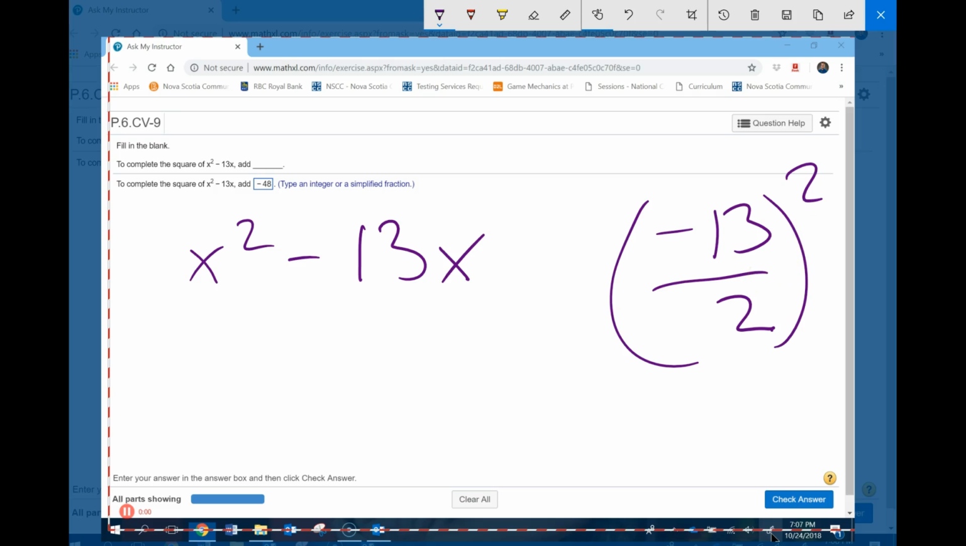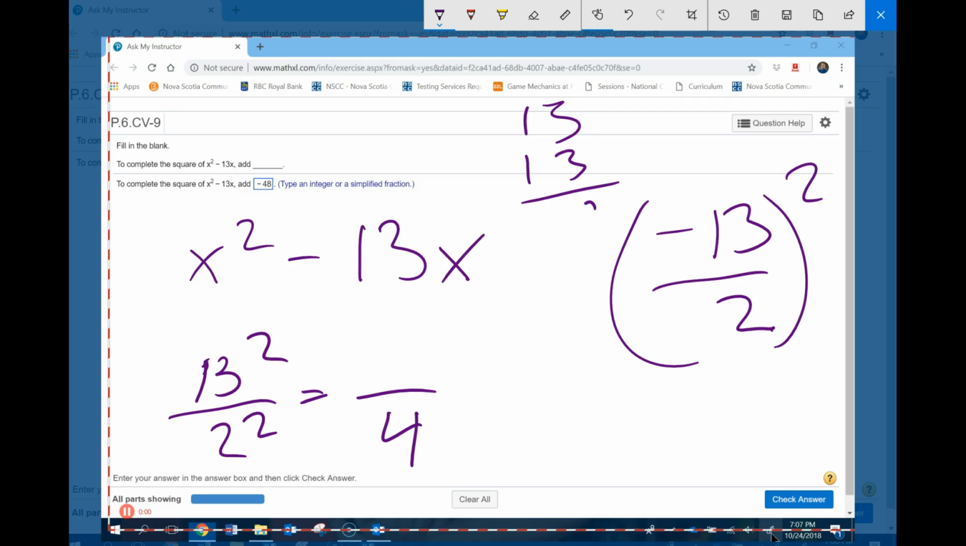So this is literally going to be equivalent to 13 squared over 2 squared. Now 2 squared is 4. 13 squared, I have no idea. We can just do 13 times 13, I guess. We'll do that one out.